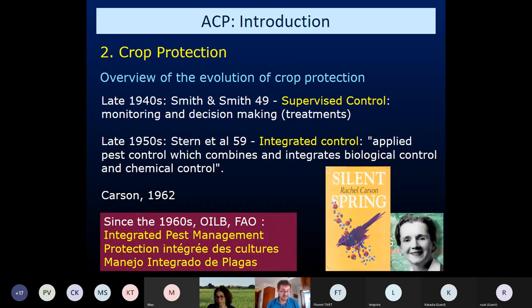And it was the paradigm of integrated pest management in different parts of the world. Protection intégrée des cultures in French, manejo integrado de plagas in Spanish. You have terms in German and so on. But it was a paradigm for 60 years, and the assessment is not good. I recently wrote a review on IPM, and I entitled this review IPM: good intentions and hard realities. And for ACP, we have to take the lessons of the low adoption of true and realistic integrated pest management.